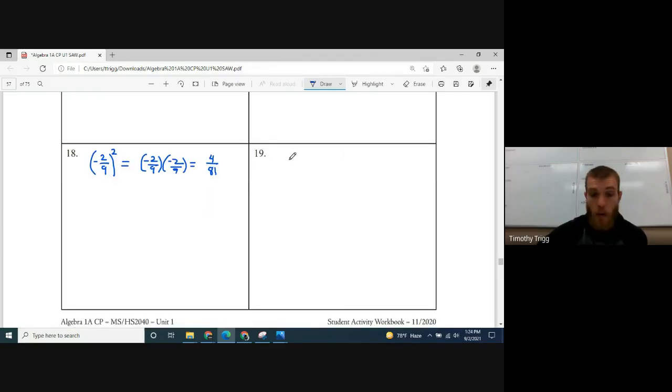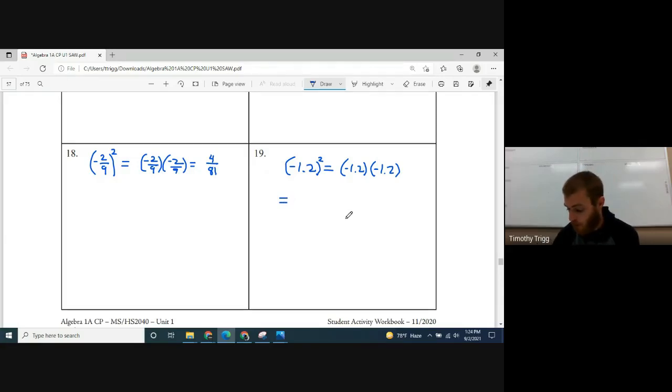19. We have negative 1.2 squared. So that's the same as saying negative 1.2 times itself. So whenever you see that squared, that means that number times itself. So negative 1.2 times negative 1.2. So hopefully you'd see that this answer would be a positive, right? So what's 1.2 times itself? So that's 1.44. In this case, positive, because a negative times negative is positive.